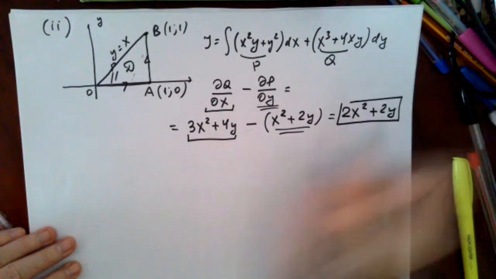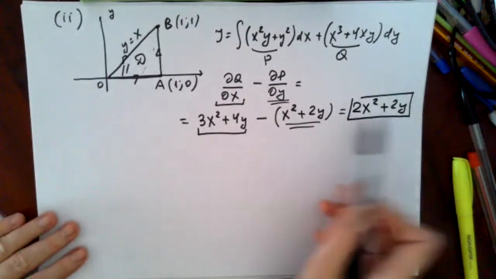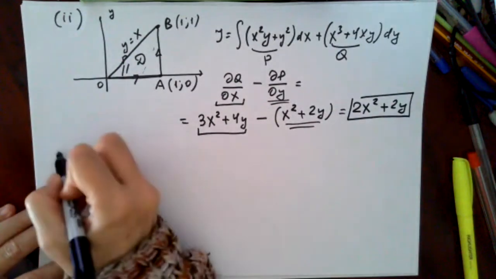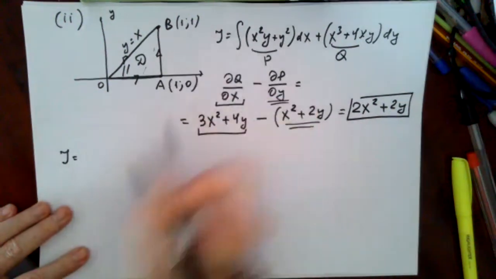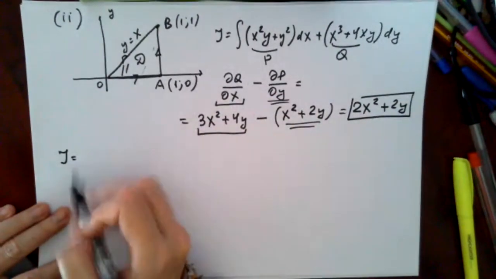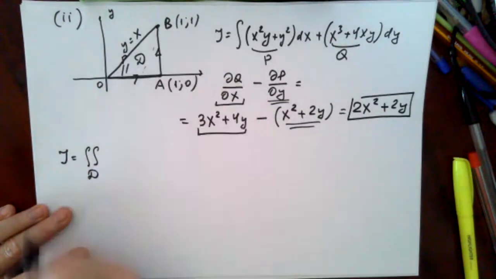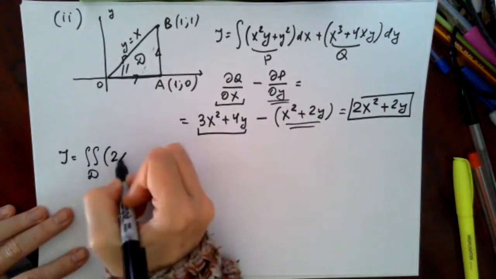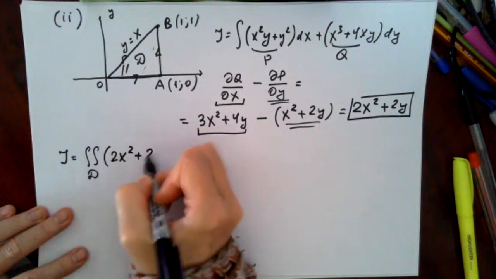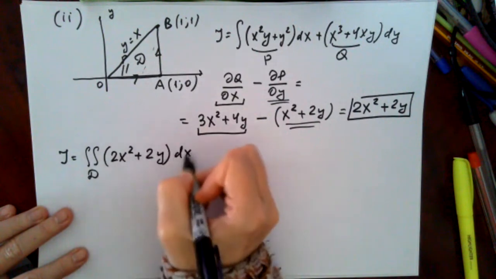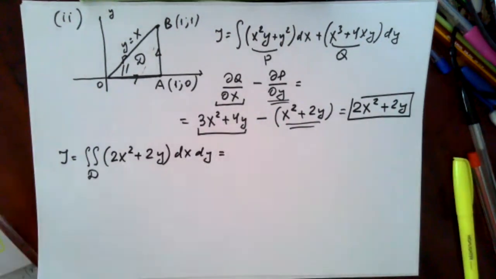So this is our function, and we need to apply the double integral to this function. Let me write this integral as y capital, because I'm sort of lazy to write it all the time. So it should be the double integral over this region D, which is already indicated here, of this function 2x squared plus 2y dx dy. So we are prepared.